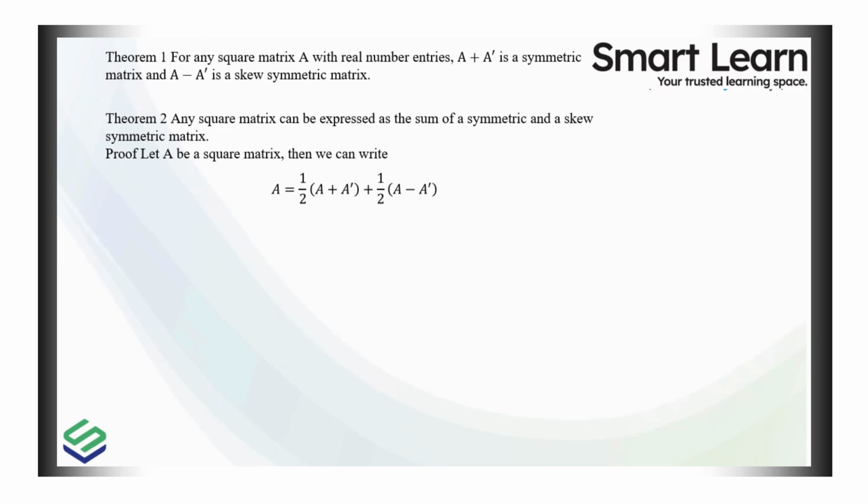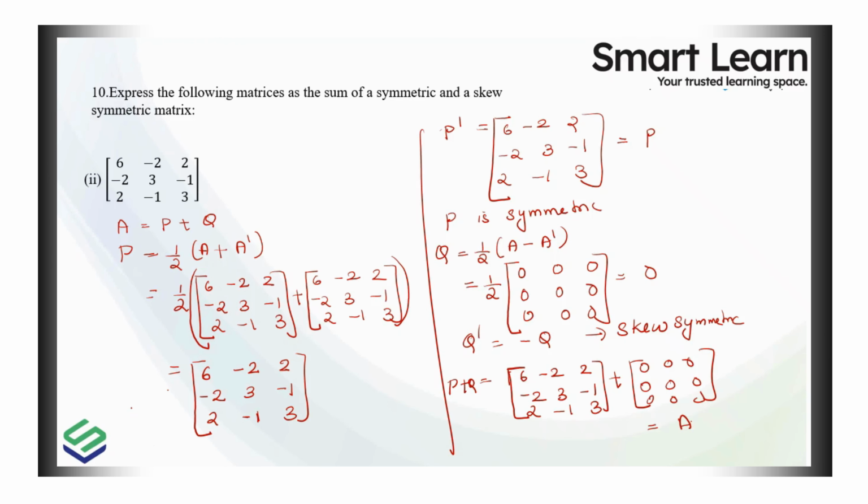Now I will discuss a problem related to this. This is the second question of the 10th problem. Express the following matrix as the sum of symmetric and skew symmetric matrix. That means A is represented as P plus Q, where P is a symmetric and Q is a skew symmetric matrix. P, how can you do P? P is half into A plus A transpose. A is our matrix, and you know what A transpose is. How will you find A transpose? By interchanging the rows and the columns.